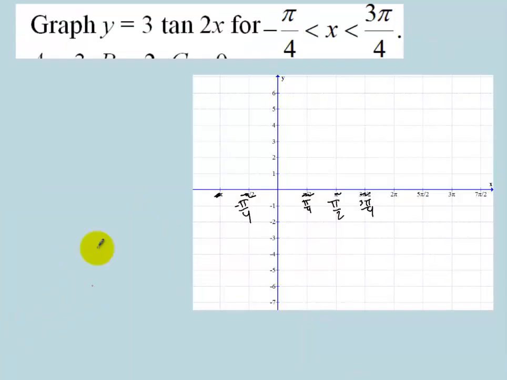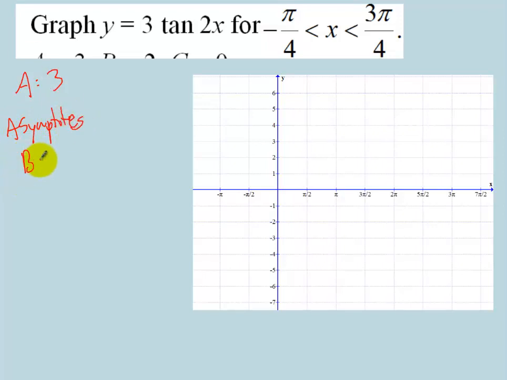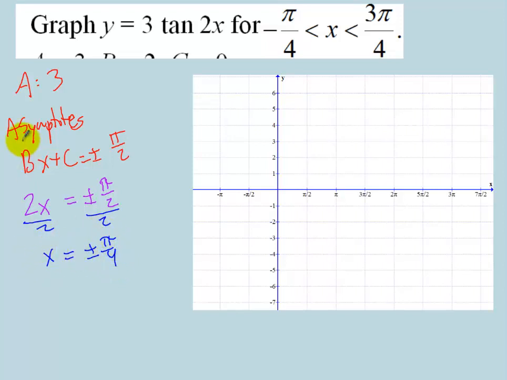So let's try one of these. I want to graph this function y equals 3 tangent of 2x. So your amplitude is going to be 3. And now you've got to figure out what the asymptotes are. Like I said before, your asymptotes are when bx plus c is plus or minus pi over 2. So in this case, there is no plus c. It's just 2x equals plus or minus pi over 2. So I'm going to divide both sides by 2, and you're going to get x equals plus or minus pi over 4. These are the asymptotes right here.